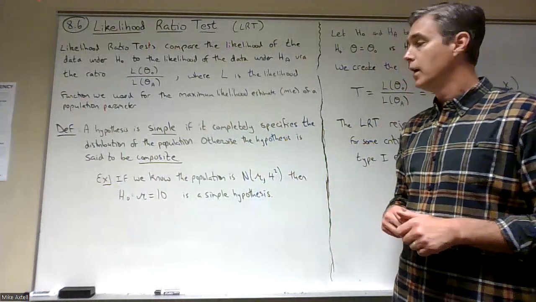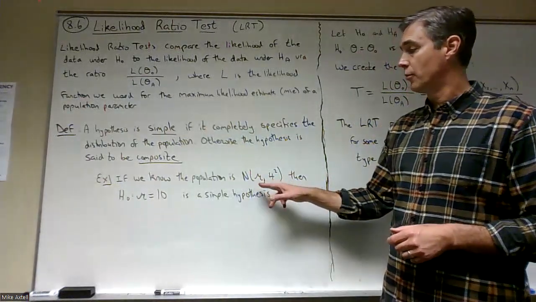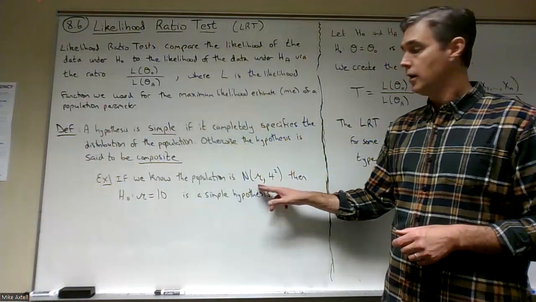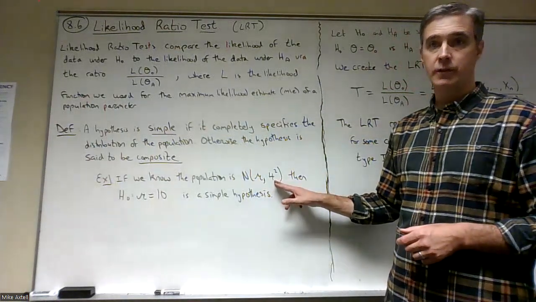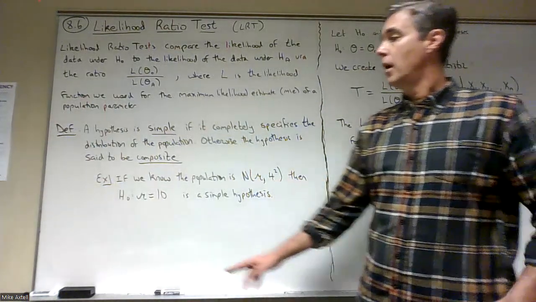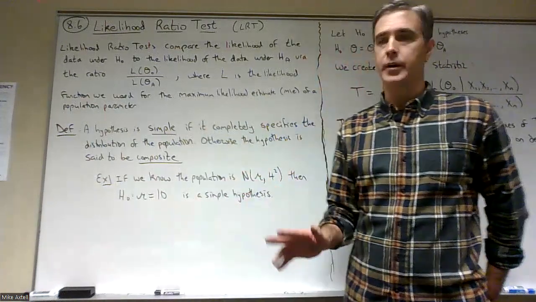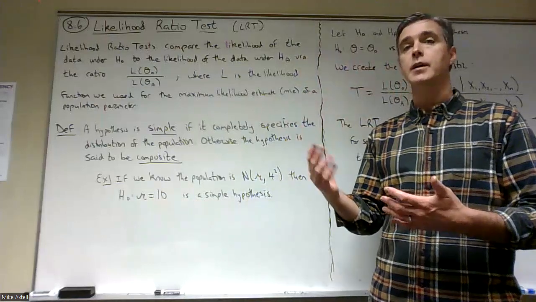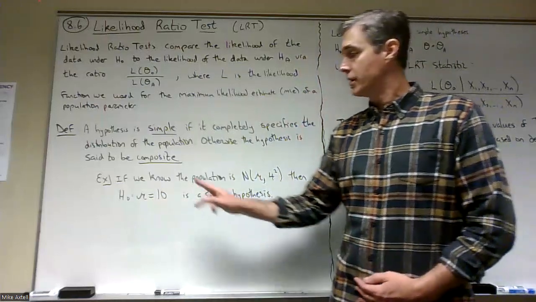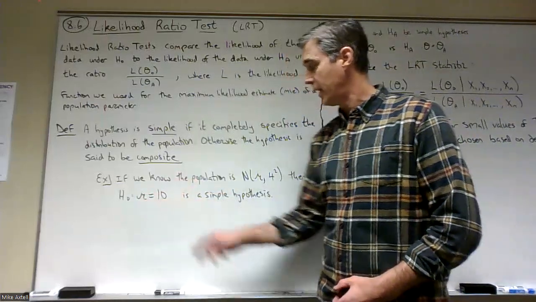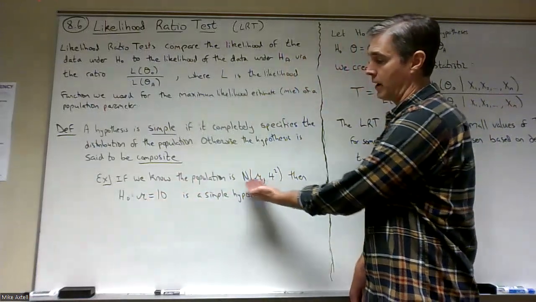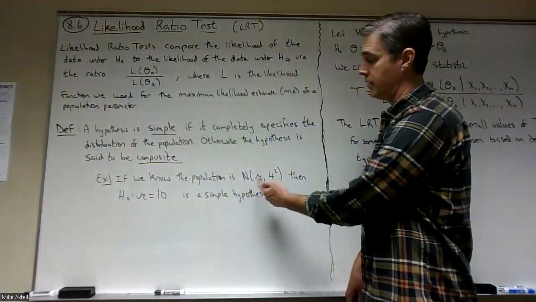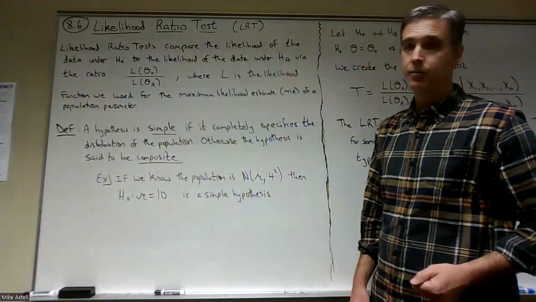So, for example, if we knew that the population was normal with an unknown mean, but a standard deviation of 4, then a null hypothesis or an alternate hypothesis stating that mu is equal to 10 or 3 or 8 is a simple hypothesis, because if it states that mu is 10, I now know everything about the distribution. It's N(10, 4 squared).